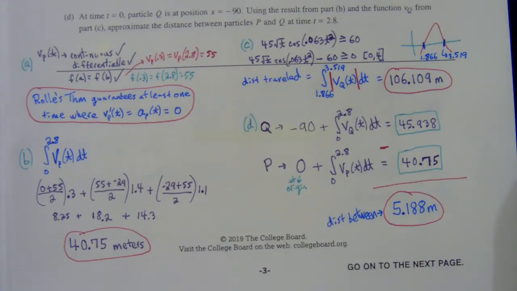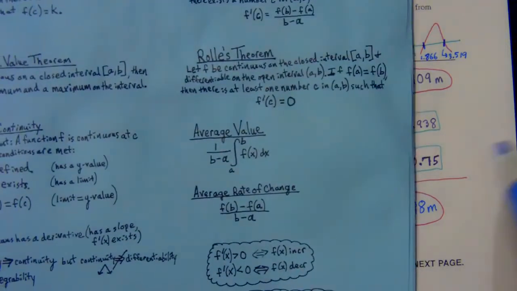Here's all my work and all my answers. If you want to check a bunch of that stuff, letter A is a theorem problem. Couple theorems you can actually use on there. Let's just kind of review Rolle's theorem though.